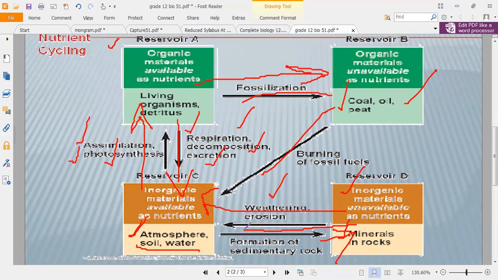So we can say there are two characteristics: materials and nutrients are present in organic and inorganic form, and some are available in direct form and some are available in indirect form.